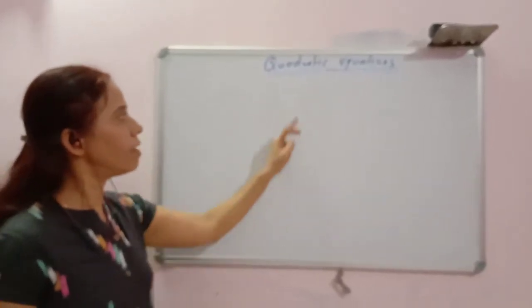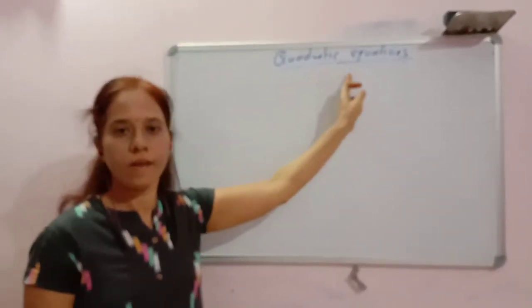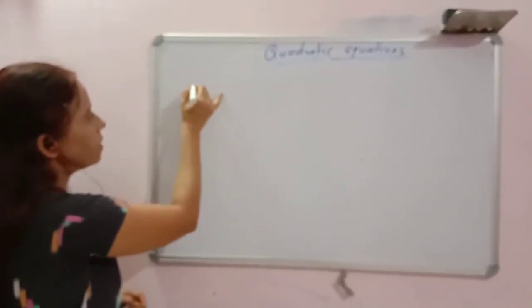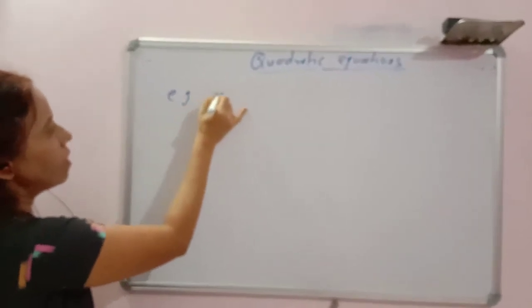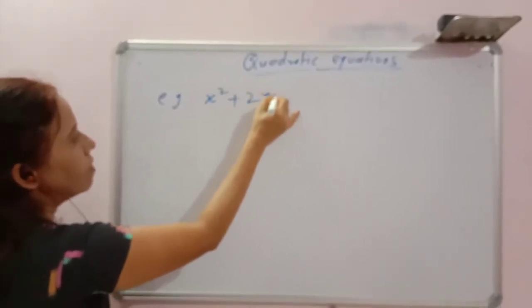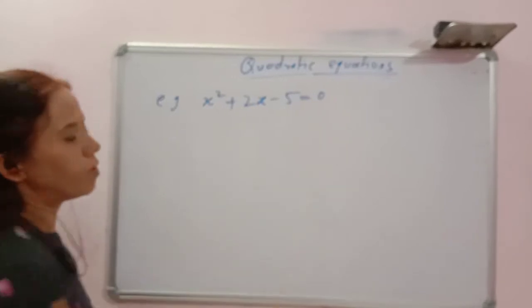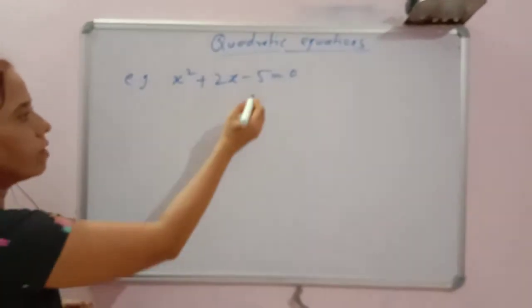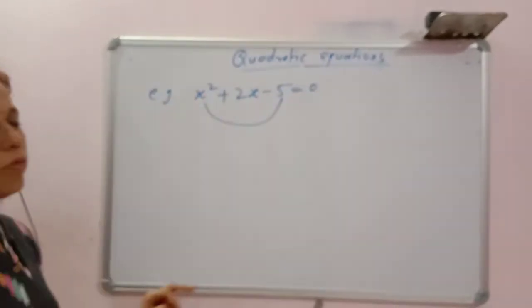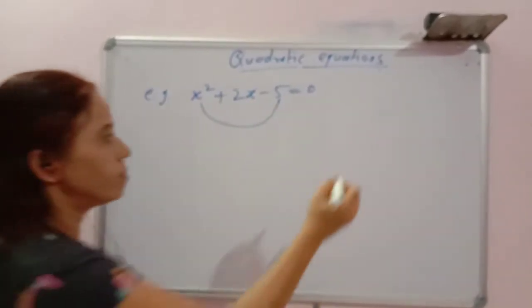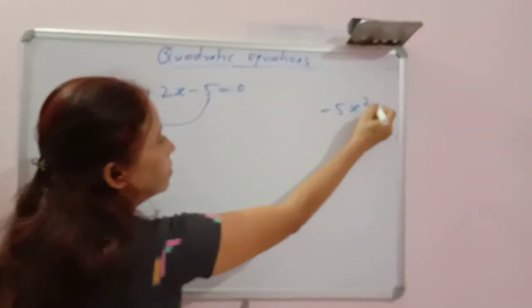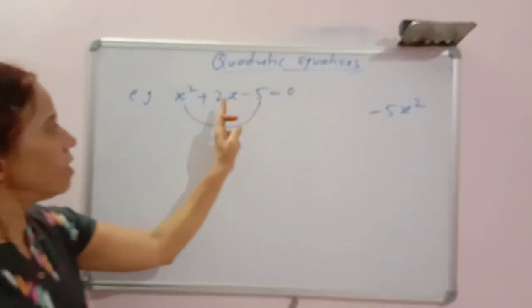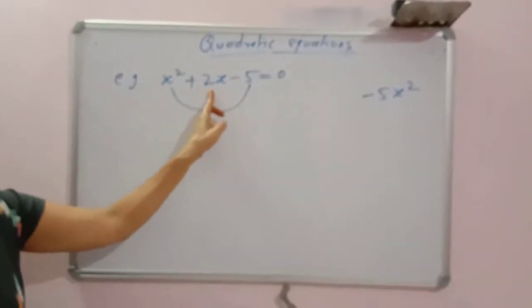In the last lecture, we have studied to solve quadratic equations by factorization method. Now, let's consider the example x square plus 2x minus 5 equal to 0. If I have to solve this by factorization method, I have to take the product of the first term and the last term, that is negative 5x square, and factorize this term in such a way that the sum should be the middle term.